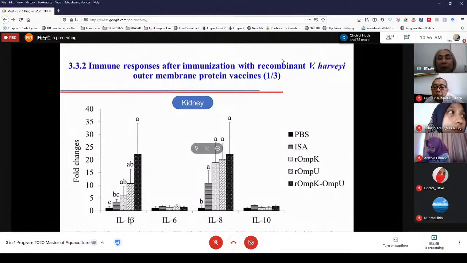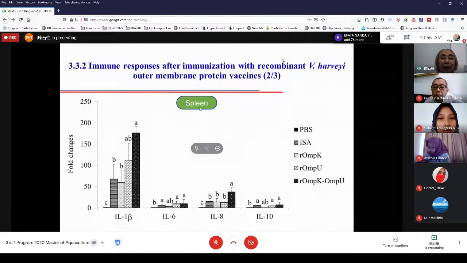The IL-1 beta, IL-6, IL-8, IL-10 are from the kidney gene expression. So in the OMPK and OMPU proteins, they have increased gene expression. But the fusion protein increased a lot, okay, compared to the OMPK, OMPU only. So the fusion protein can enhance even higher immune gene expression, especially IL-8 or IL-1 beta.